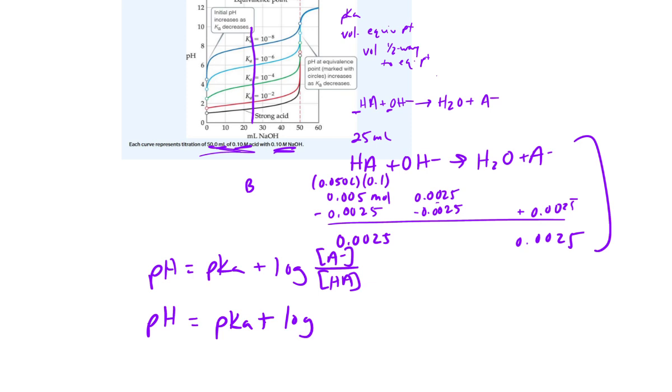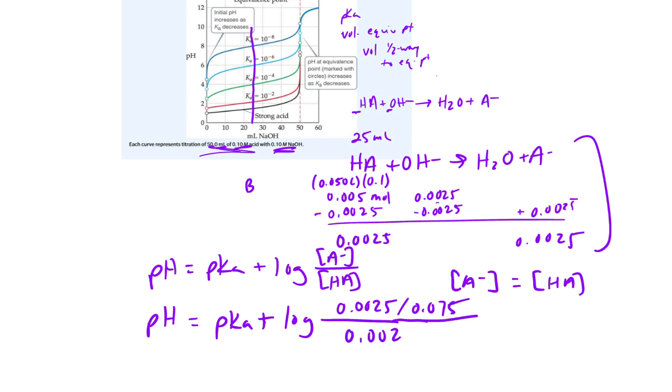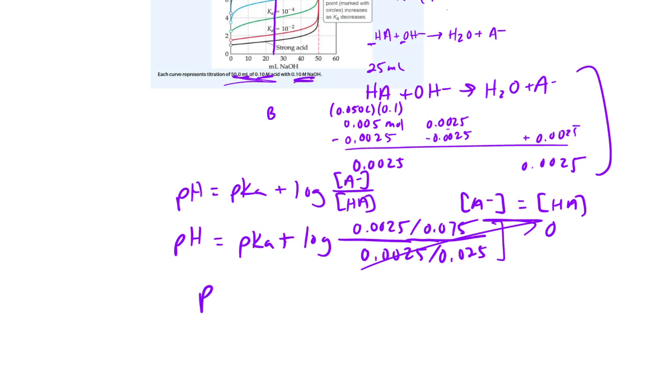We know that A minus is equal to HA, and if we divide by our total volume, it's going to be 75 mils. You can verify that later. We have a fraction with the same value in the numerator and the denominator. So we have 1, right? This fraction is 1. When we take the log of that value, that goes to 0. Okay? Which means then at that point, the pH is equal to the pKa.